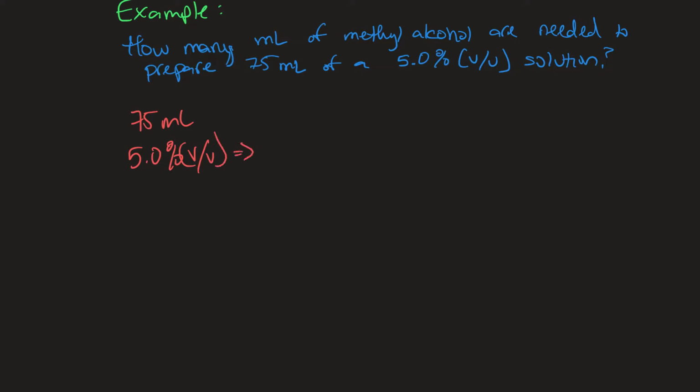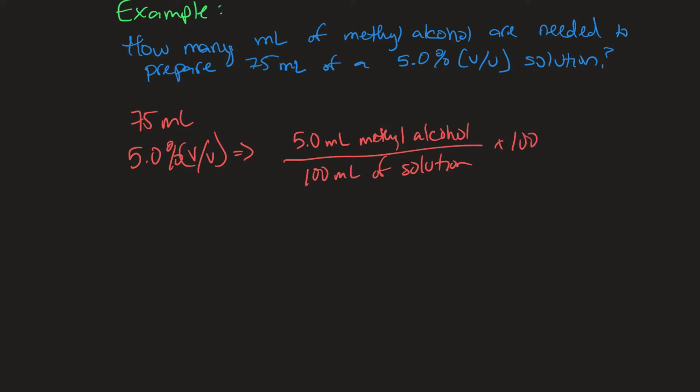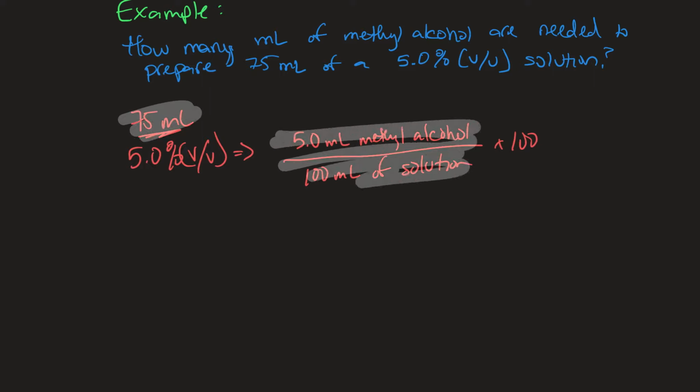What does that mean? This simply means that you have 5.0 mL of this methyl alcohol divided by 100 mL of the solution. Obviously you multiply by 100 because it's a percent, but that's what this simply means. So now the question is, if you have 75 mL of this solution, how much of it is actually methyl alcohol? We will take this number and multiply by this percentage here.